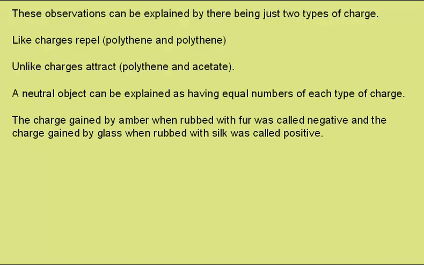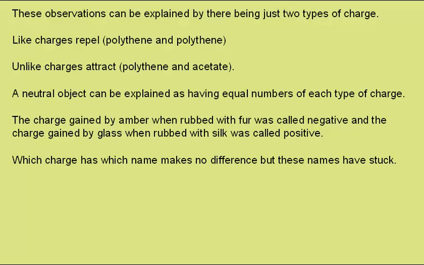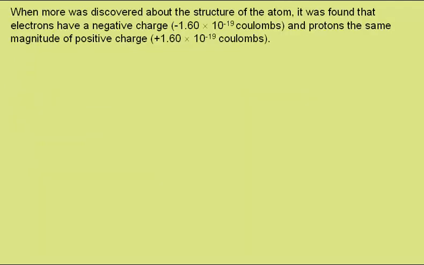The charge gained by amber when rubbed with fur was given the name negative, and the charge gained by glass when rubbed with silk was called positive. Which charge has which name actually makes no difference, but these names have stuck, and they're the ones we use today. When more was discovered about the structure of the atom, it was found that the electrons have a negative charge of minus 1.60 times 10 to the minus 19 coulombs, the coulomb being the SI unit of charge. Protons have the same magnitude of positive charge at plus 1.6 times 10 to the minus 19 coulombs.